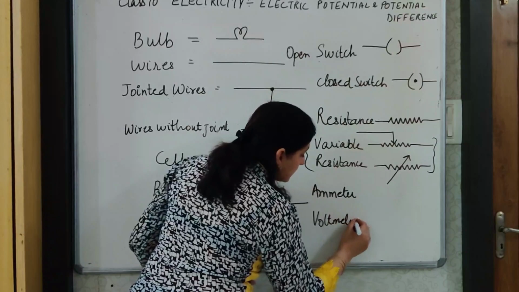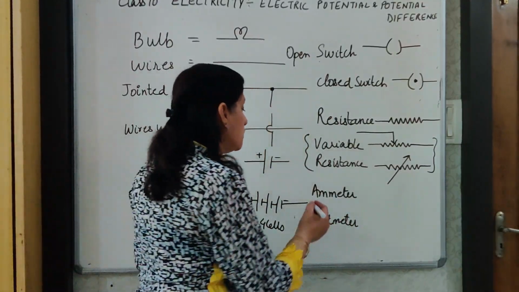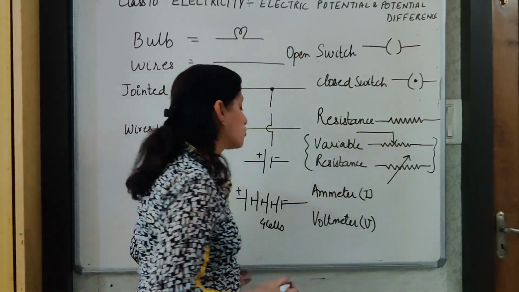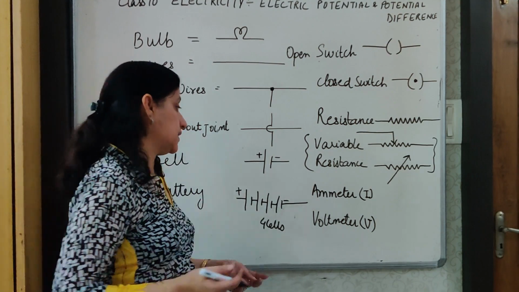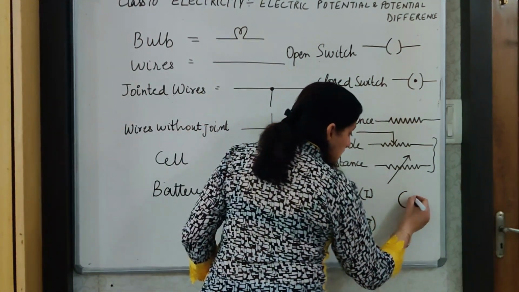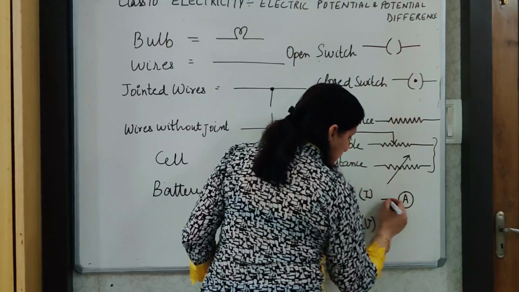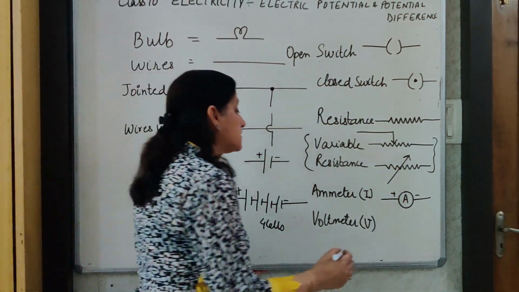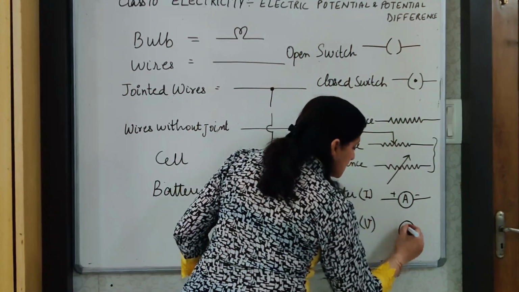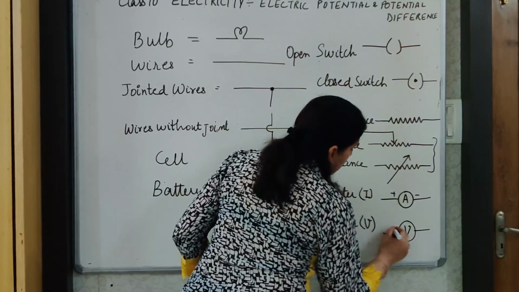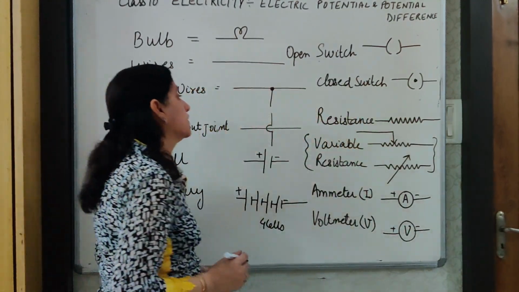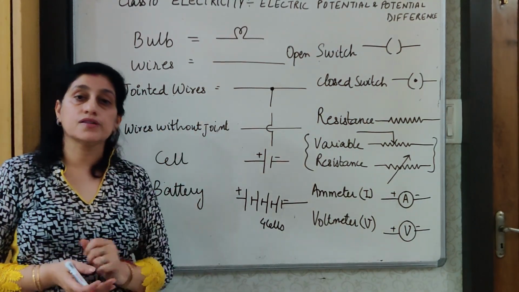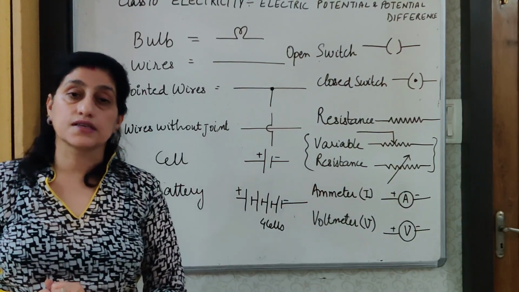Then we have an ammeter and a voltmeter. We have already done current and potential difference V. So an ammeter is used to measure the current, and a voltmeter is a device used to measure the potential difference. Details we'll be studying in the next videos. The representation of an ammeter is a circle with A written in it and a plus and a minus sign. Similarly, the representation of a voltmeter is a circle with V written in the center and a plus and a minus sign. So these are all the symbols which we will be using. So once you see a circuit, you should be able to identify any symbol in it.